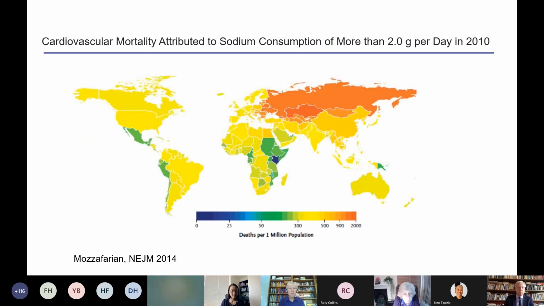So again, this was an estimate published a couple of years ago in the New England Journal looking at the cardiovascular mortality that could be attributed to sodium consumption of more than 2 grams per day. And you can see that this is per million population. A lot of unnecessary cardiovascular deaths could be avoided if sodium could be reduced, particularly in the high consuming countries, and particularly in Asia, but across the world.